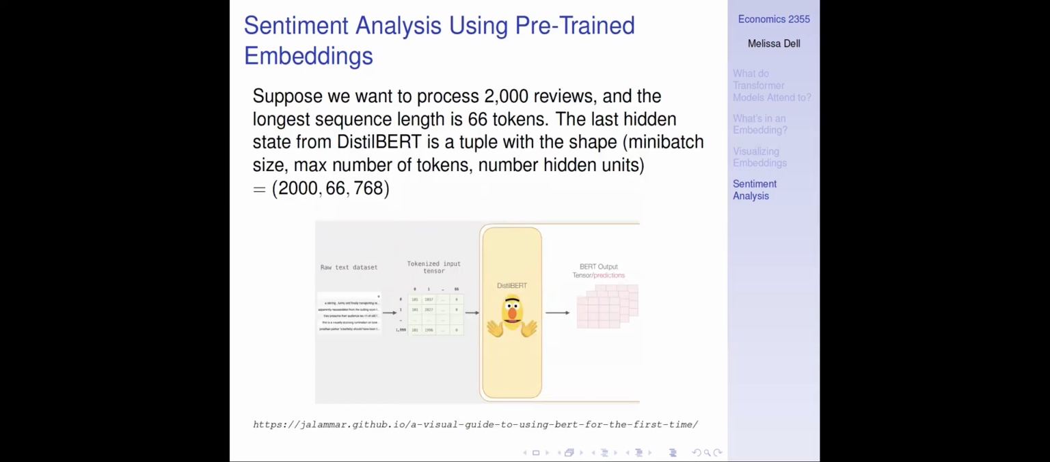Okay, so suppose in practice we have 2,000 reviews, and the longest sequence length is 66 tokens. Then the last hidden state that the model will send back to you is a tuple that has the shape mini batch size, max number of tokens, number of hidden units. In other words, that's a 2000 by 66 by 768 dimensional object, where 2000 is your mini batch size, so you're sending 2000 sentences into BERT. 66 is the max sequence length, and 768 is the size of embeddings in DistilBERT. If you were using BERT large, that would be 1024. That size is going to vary. If you were using ALBERT extra extra large, that would be like 4,000 and something, I think. So that number is going to vary depending on your model.